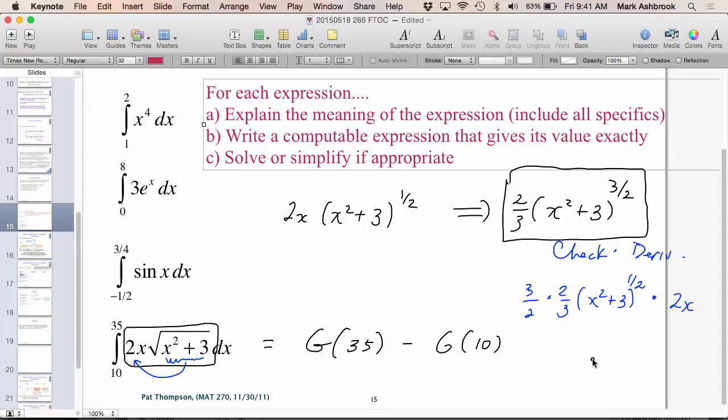And so how do we now compute that? That's our antiderivative. That's the capital G function. Plug in 35, plug in 10, and subtract. So it's going to be 2/3 times (35 squared plus 3) to the 3/2, minus 2/3 times (10 squared plus 3) to the 3/2.